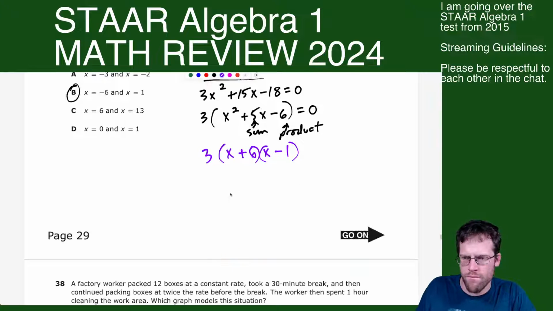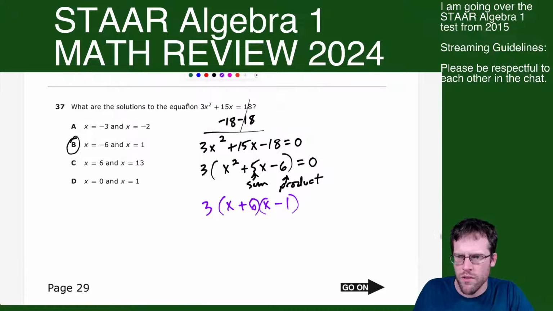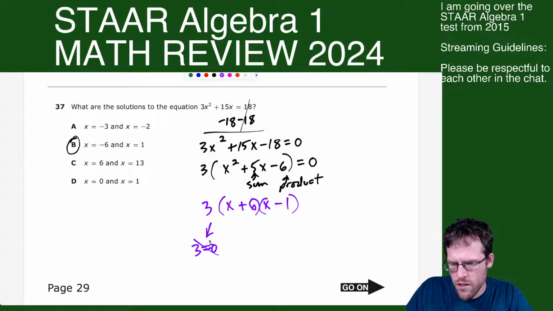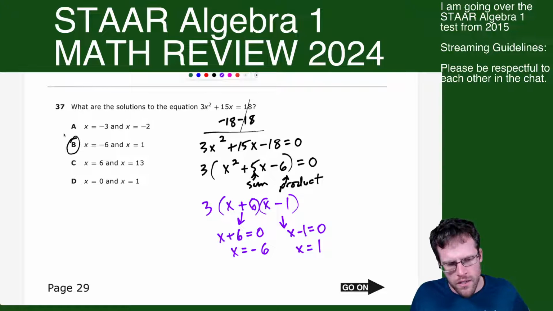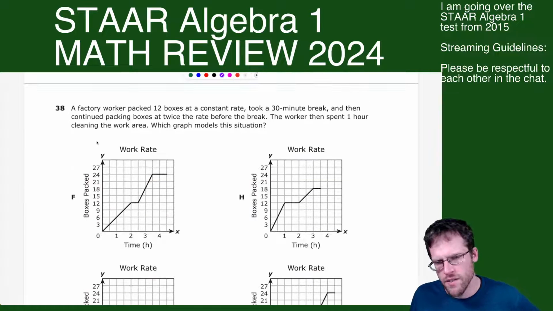And then here, I could set each factor equal to 0. Don't set 3 equal to 0. If you do 3 equals 0, that just looks silly, and you just wind up rejecting it. It's just like every time the constant gets rejected. But when you set x plus 6 equal to 0, this would have a solution of x equals -6. And x minus 1 equals 0 would have a solution of x equals 1. Okay, so that's why choice B is our answer, like twice.